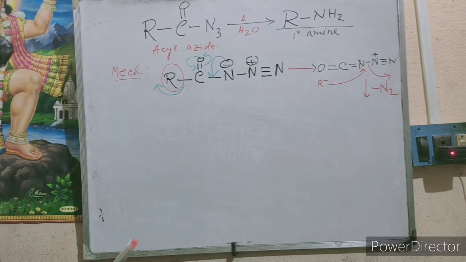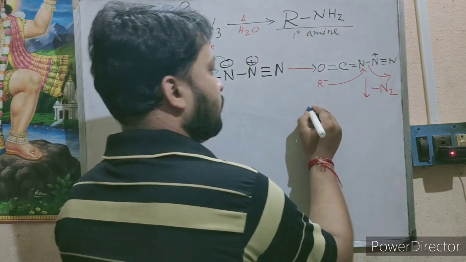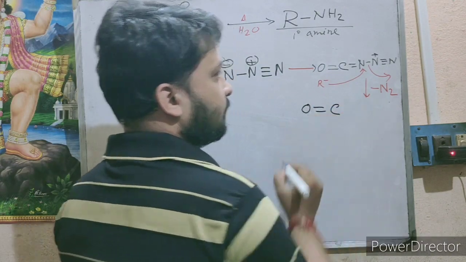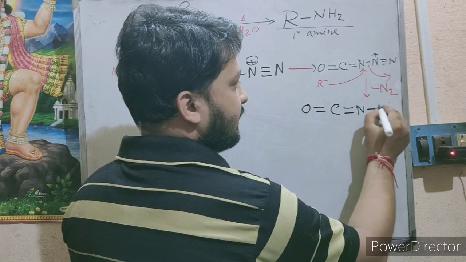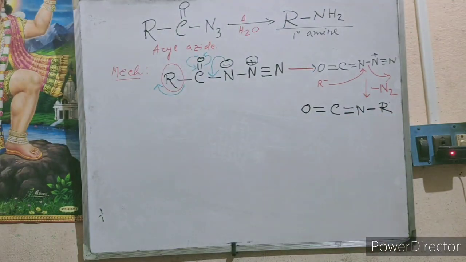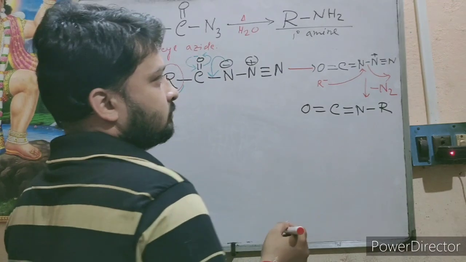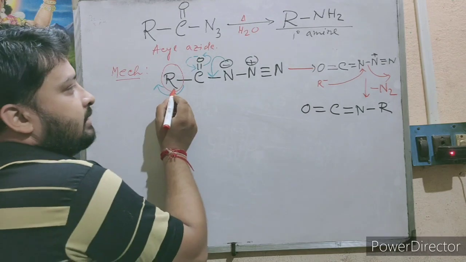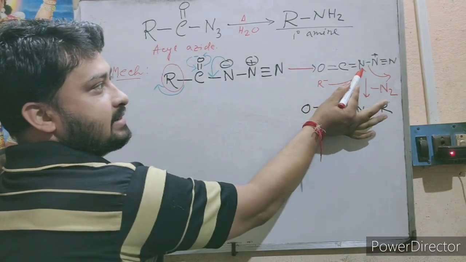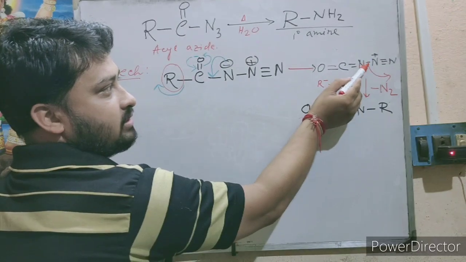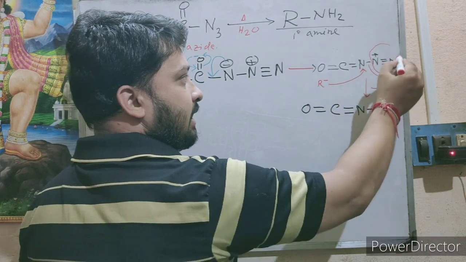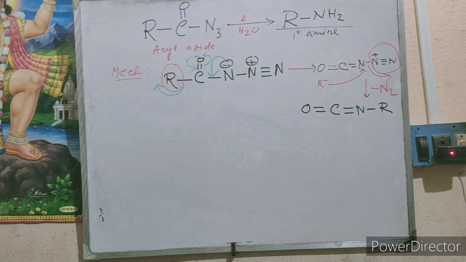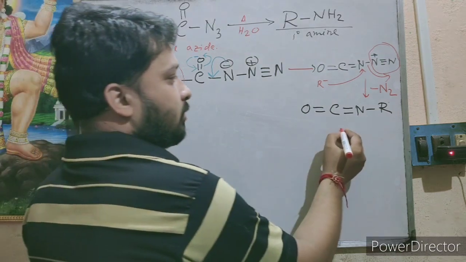So what will be the next step? The next step is O double bond C, then double bond N and single bond. Look at the product. R minus hits this nitrogen, and when it hits this nitrogen, this bond is removed from here, as this compound is removed in the form of nitrogen. Now take water molecules.